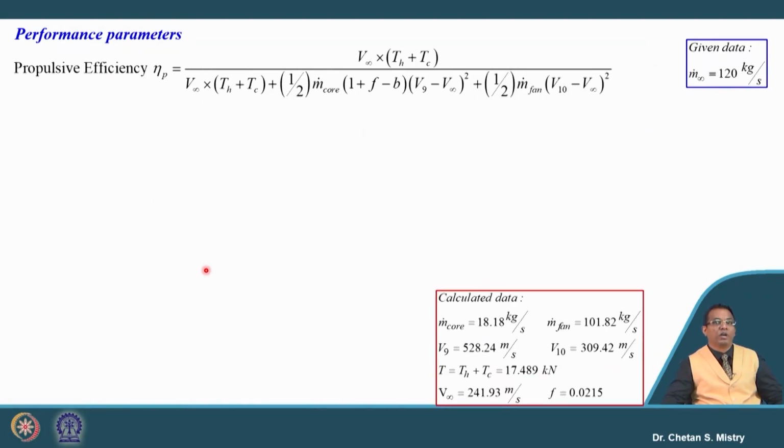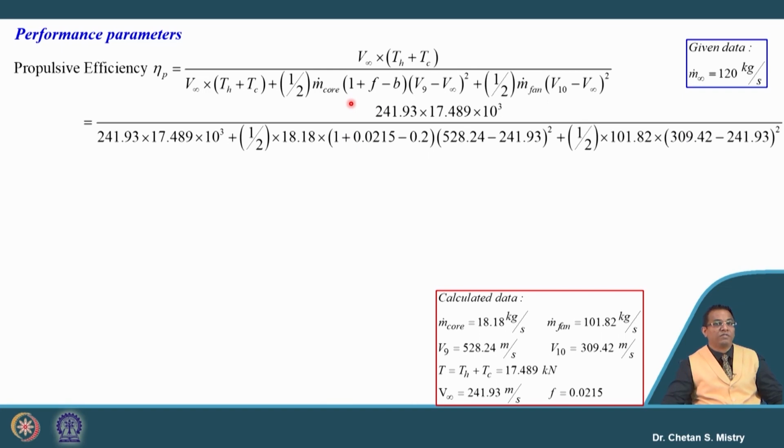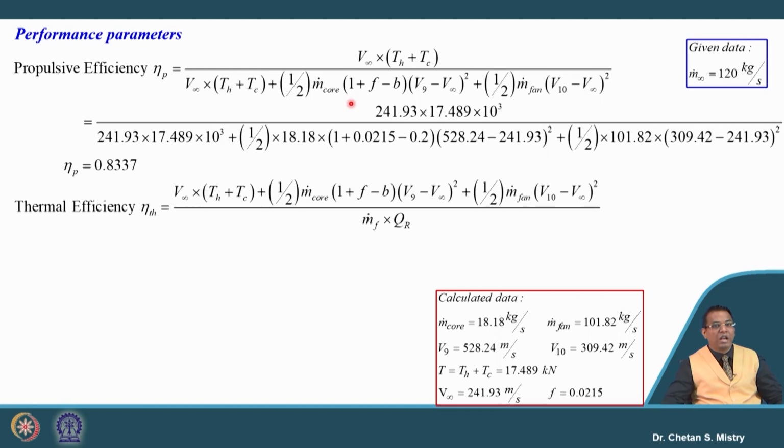Now, the next parameter we are expecting is our efficiency calculation. So, let us write down the very first equation for propulsive efficiency. We know it is V into T, that is my net thrust. Here we are writing in terms of hot thrust and cold thrust, and this represents my kinetic energy part. Since we have our V infinity here, the propulsive efficiency comes to be 83.37%.